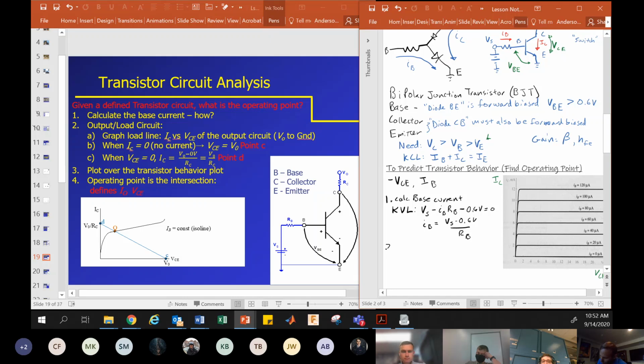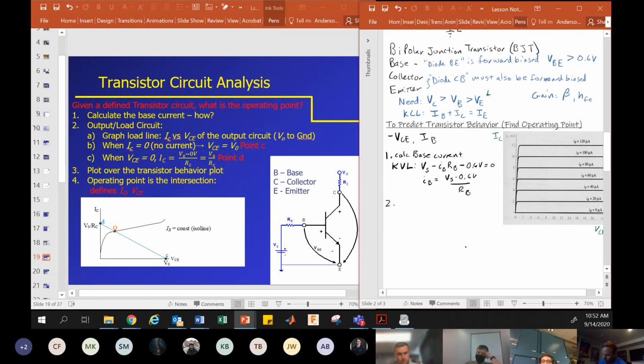Step 2 is the output load circuit. So we're going to graph the load line.